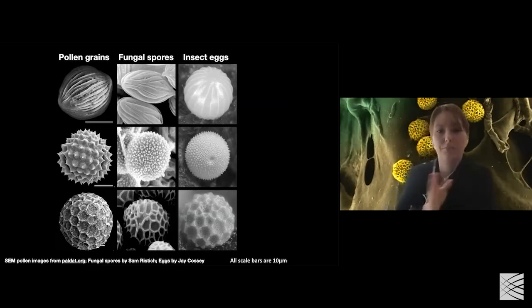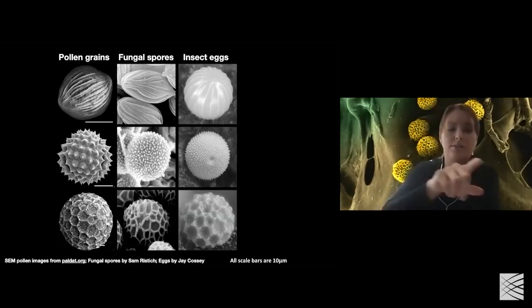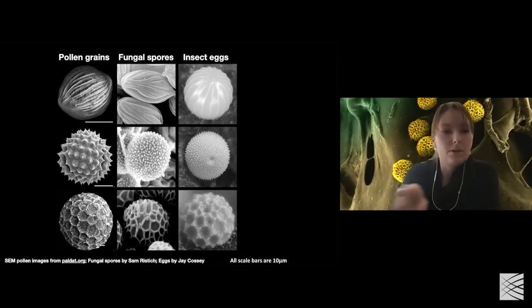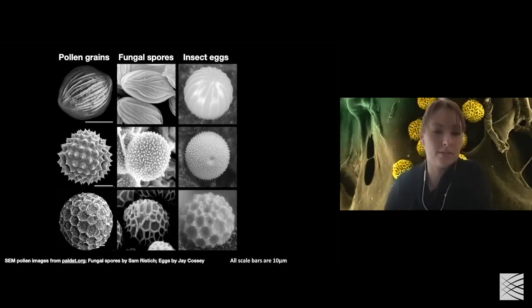So each column here represents a different type of organism. We have pollen grains, fungal spores, and insect eggs. And they all come from different kingdoms even, right? Fungal spores are in the kingdom fungi, and insect eggs are of course in animals. And so you get this sort of conserved pattern forming process on spherical surfaces across a huge diversity of different types of organisms. You can see in the top row, you have stripes. In the middle row, you have spikes, and in the bottom row, you have holes that form what people call again, reticulate or foamy pattern. Okay, so this happens in a lot of different organisms as well.